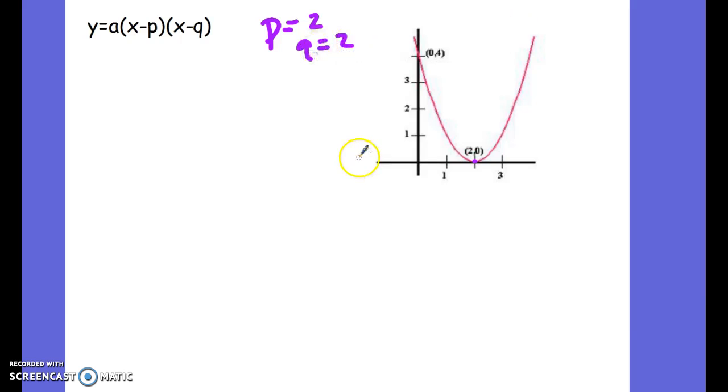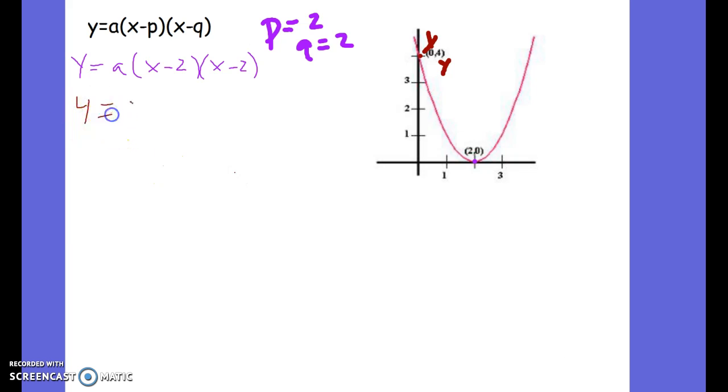So we can go ahead and plug those in. Now that we have y equals a times (x minus 2) times (x minus 2), we need to find an x and a y value that will help us find a. So I'm going to use this point they already found for me, (0, 4). So x is 0 and y is 4. Let's go ahead and plug those in. Now would be a good time to pause the video and try this for yourself.